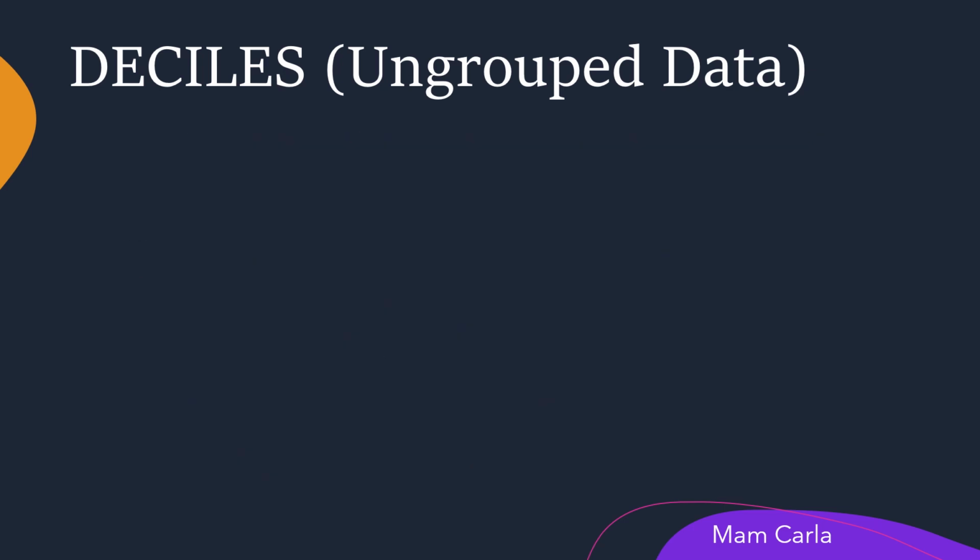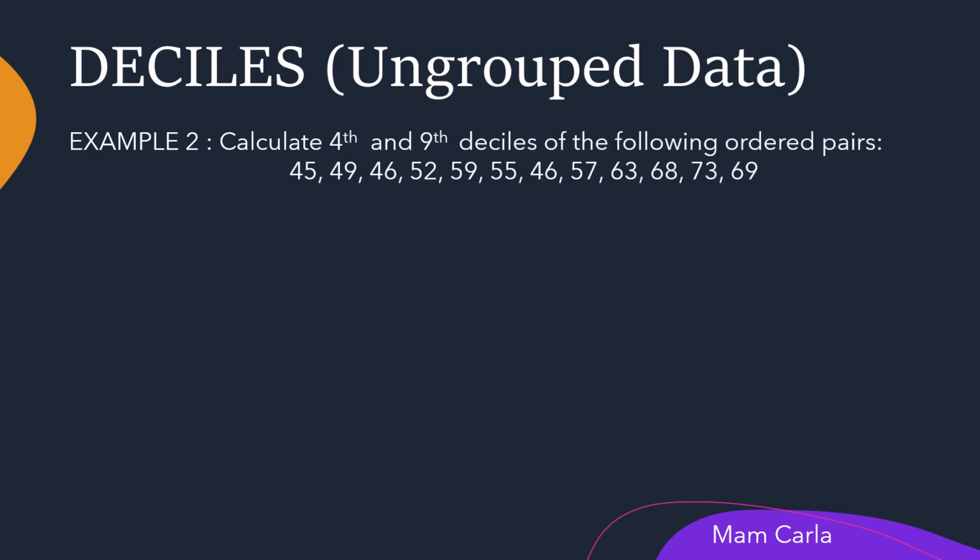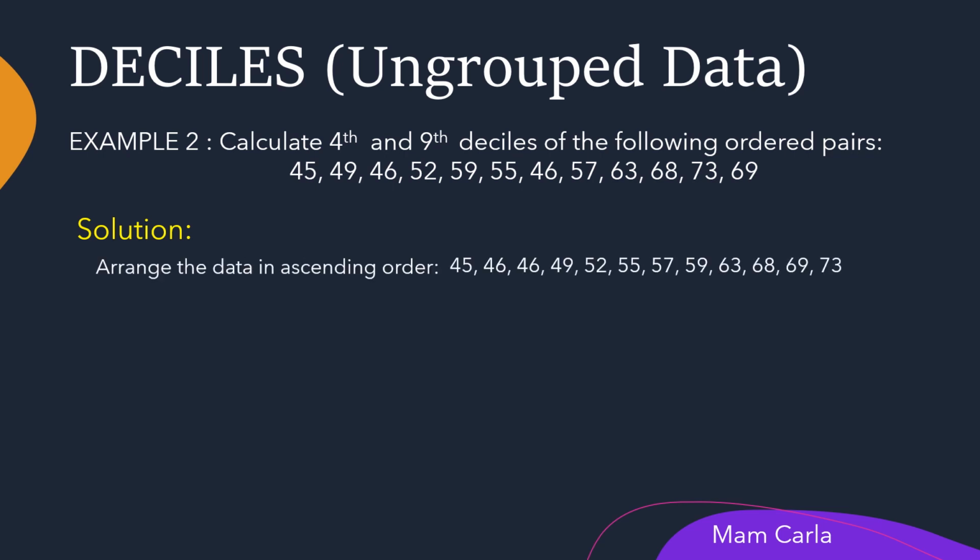Now let's have the second example. Calculate the fourth and the ninth deciles of the following ordered pairs. So we need to arrange first the data in ascending order, and then count the number of data, and that will serve as our n, which is 12.